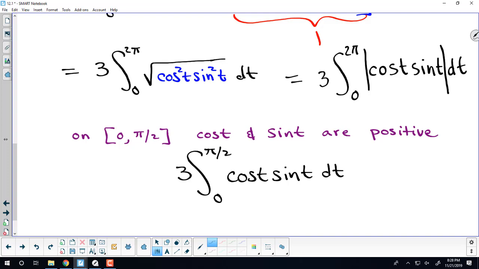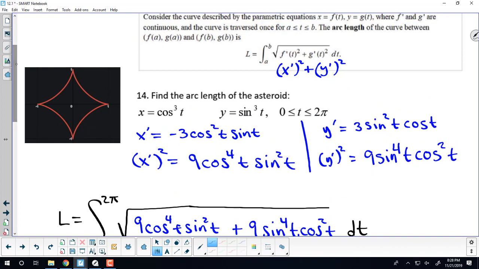If we go from 0 to pi over 2, what else do we have to do to this integral? Yeah, multiply it by 4. Because if we only go from 0 to pi over 2, we're only getting this arc length here. So all we're going to do is utilize symmetry and say there are 4 pieces that are exactly like that.